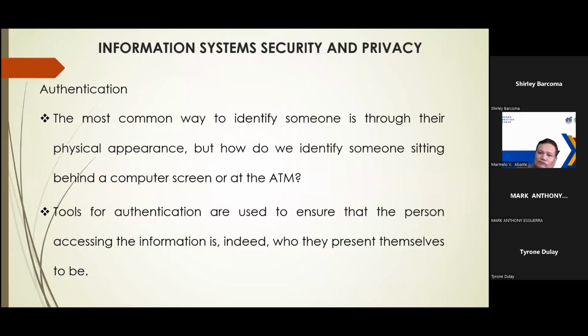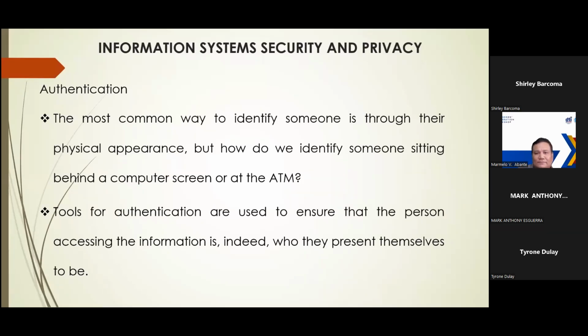Number one is authentication. The most common way to identify someone is through their physical appearance. But how do we identify someone sitting behind a computer screen or at the ATM? Tools for authentication are used to ensure that the person accessing the information is who they represent themselves to be. Authentication can be accomplished by identifying someone through one or more of three factors: something they know, something they have, or something they are.